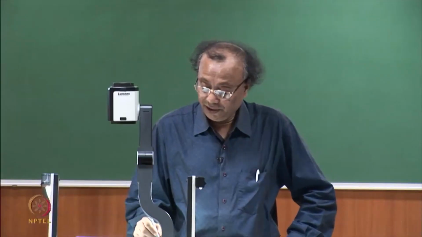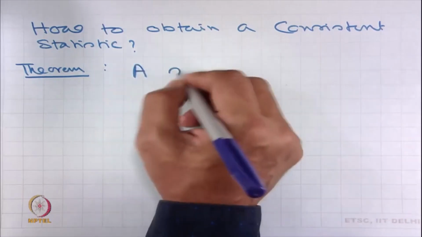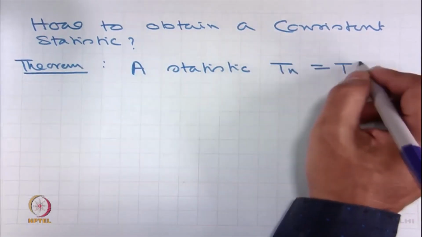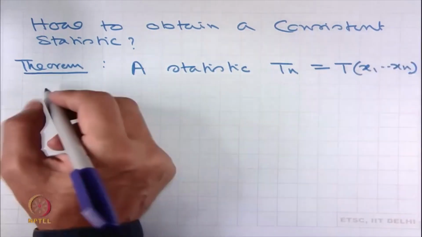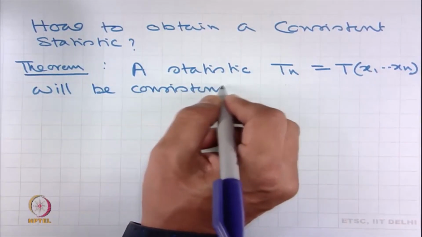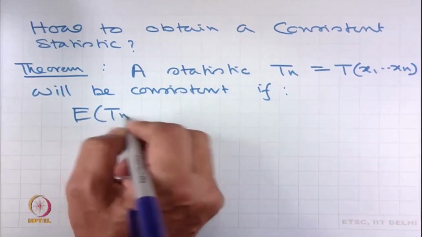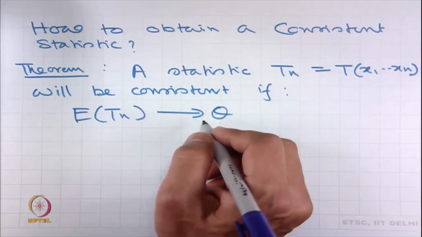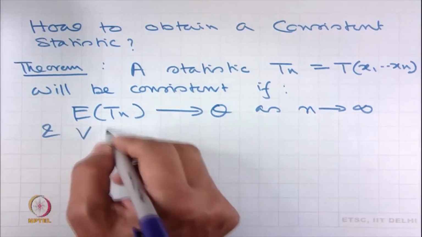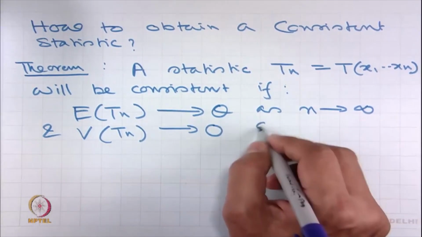So, I give you a theorem. A statistic T n, equal to T of x 1 up to x n, will be consistent if expected value of T n goes to theta as n goes to infinity and variance of T n goes to 0 as n goes to infinity.